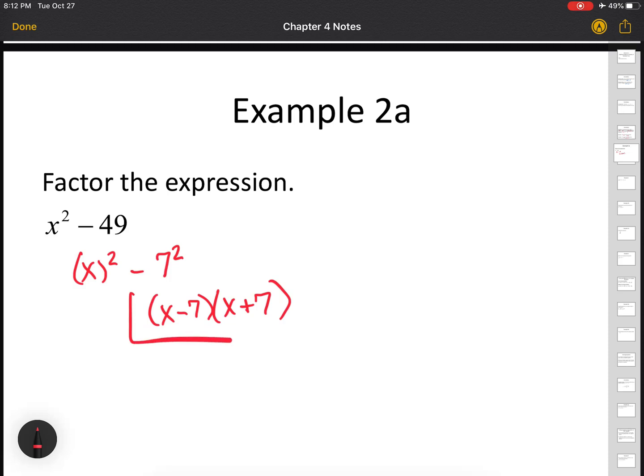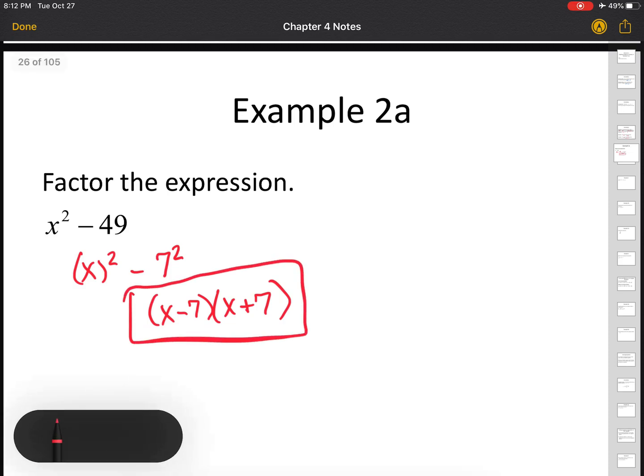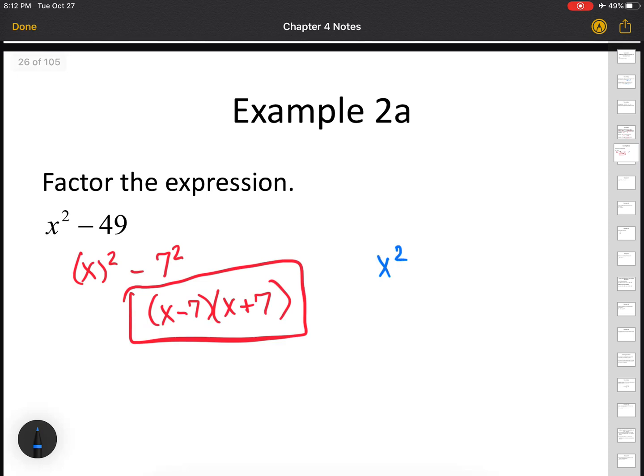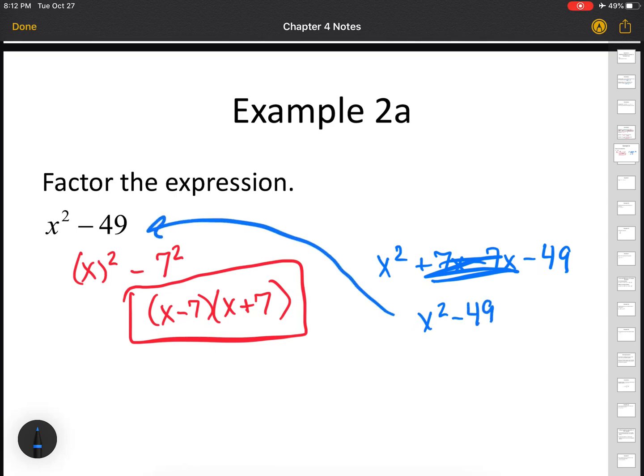And that is it. And again, I could check myself with FOIL. So that'd be x squared if I use FOIL, plus 7x minus 7x minus 49. Well, these in the middle go away, and I'm left with x squared minus 49, which is originally what I had to factor to begin with. So that one checks out.